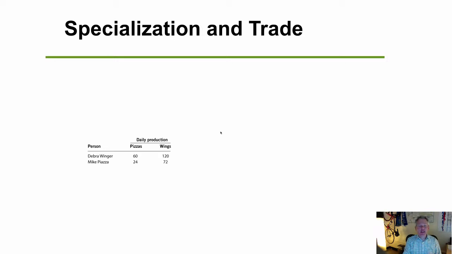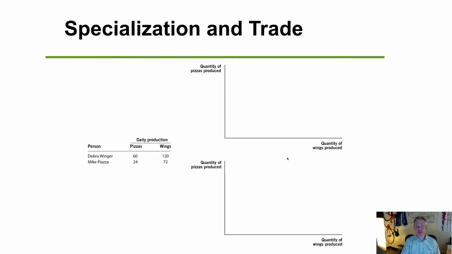So let's look at this by taking Deborah and Mike's production and put it on a production possibilities frontier. All right. Again, we go and we say, what if they spent all of their time producing pizzas, and what if they spent all of their time producing wings? And for now, we'll just go with a linear production possibilities frontier like this. All right. Same thing for Mike.